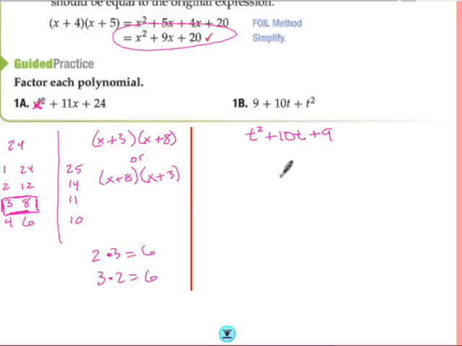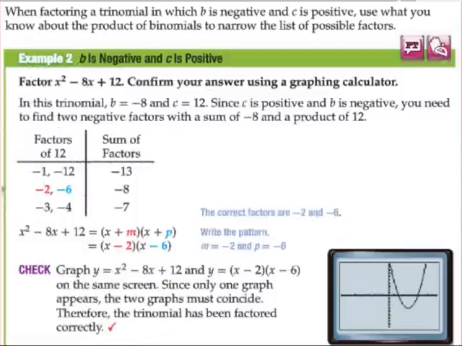Okay, hopefully you've tried the problem on your own. I'll show you what I got. I got t plus 9 and t plus 1. 9 times 1 is 9. 9 plus 1 is 10. All right, let's take a look at the next page.